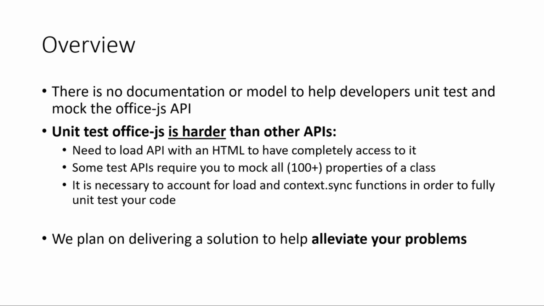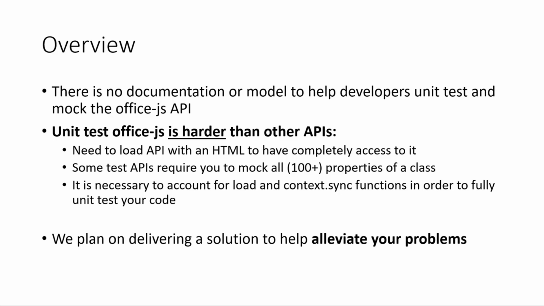Next, I want to give a little overview of what we currently understand about unit testing with Office.js. The first problem is that there is no documentation or model for developing unit tests and mocking our Office.js API. It's not only missing from the official docs, it's pretty much not anywhere. There are no threads or Stack Overflow posts of people discussing it, so you're pretty much in the dark on how to test it, which is bad.